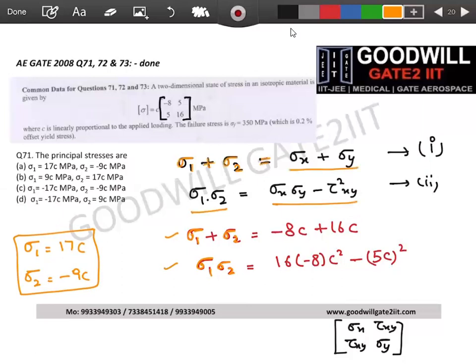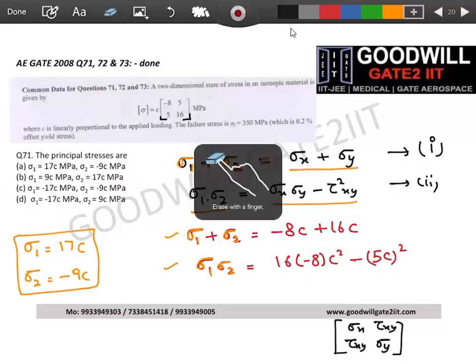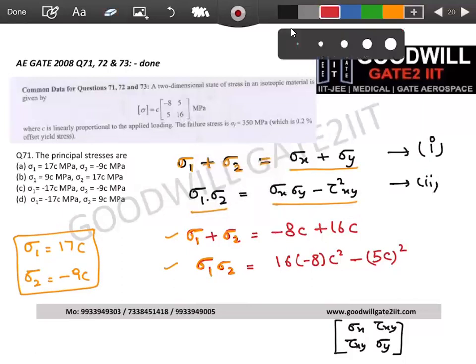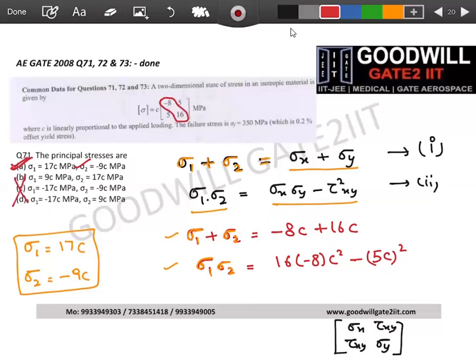Now you can even verify this. Can you tell me which option you got? Option 1, right? Using method 1 also. What is the sum of sigma 1 and sigma 2 in this case? 17C minus 9C. That means 8C, right? And what is the sum of our diagonal elements, guys? 8C, right? That means this solution is correct. With this property itself, I can eliminate all the other options. All the 3 options are wrong. Why?